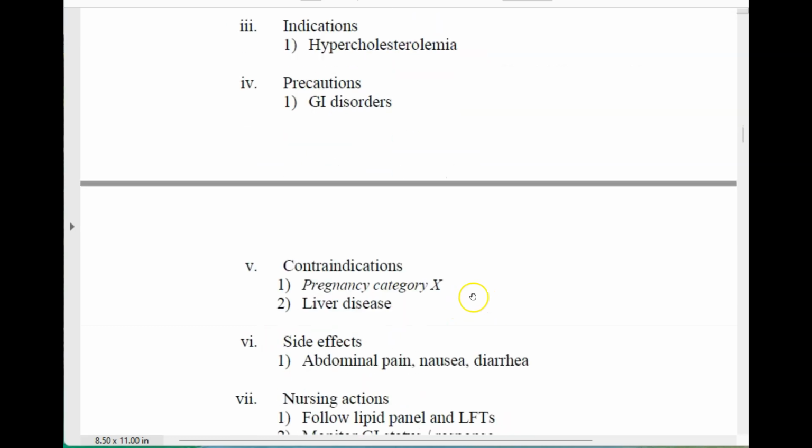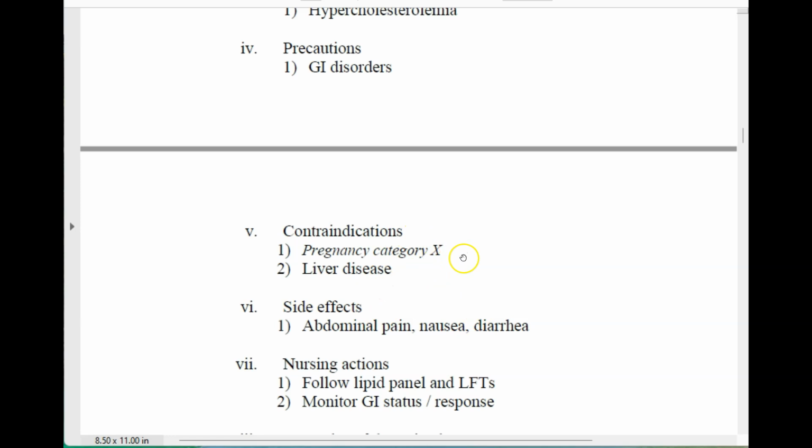Contraindications: it's a pregnancy category X again, so based on some studies, it's shown that risk versus benefits, that the risks outweigh benefits for pregnant women because it can increase the risk of issues when it comes to the development of the fetus. And another contraindication is definitely liver disease. So knowing how it works, right, the mechanism of action, the precautions, the expected side effects from what we know is: 1, abdominal pain. It can cause nausea and diarrhea.